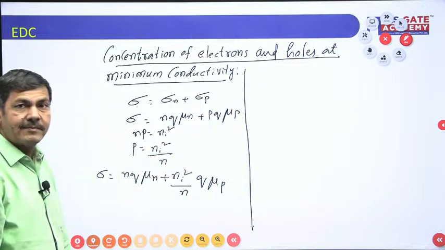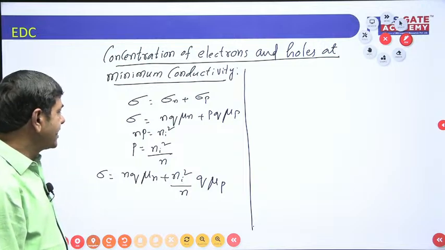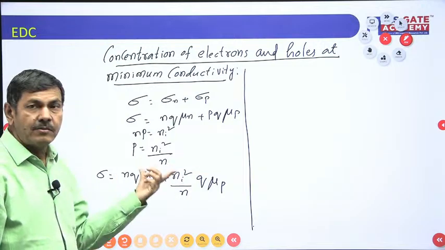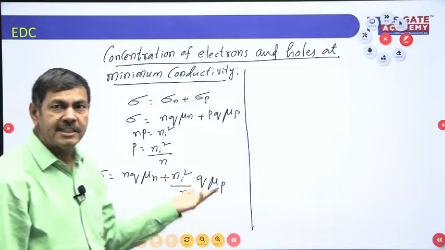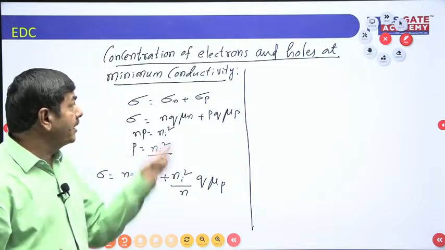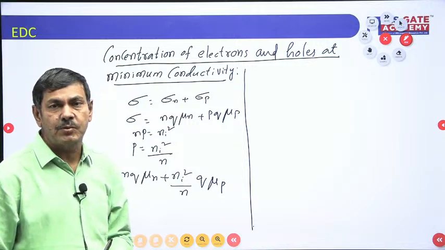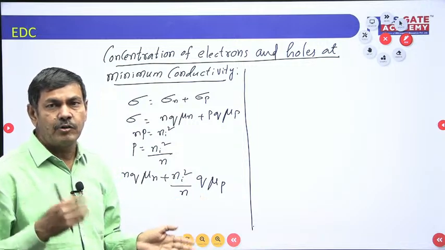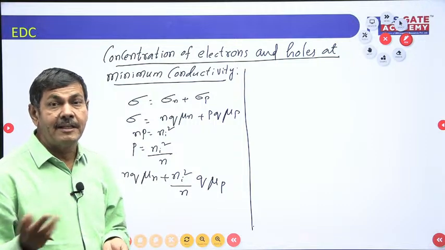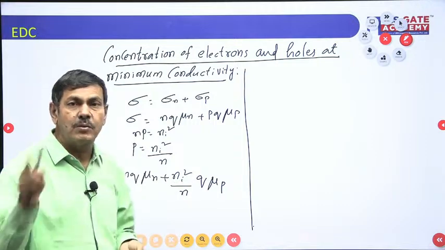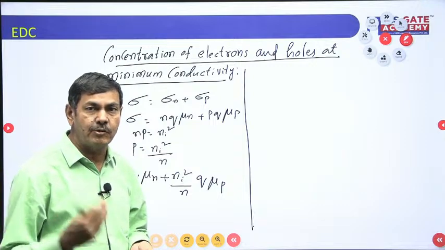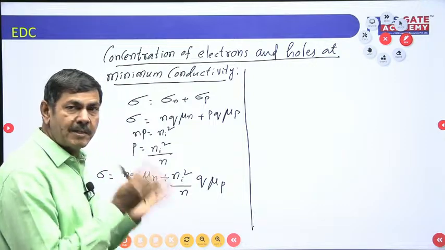I can write it this way only now. But in this case, in terms of n, we don't have any concentration of the holes in this particular equation now. At minimum conductivity, I want to differentiate on both sides with respect to n. According to maximum and minimum, you know very well, the derivative of that function is equal to 0. So the maximum-minimum condition I want to apply.